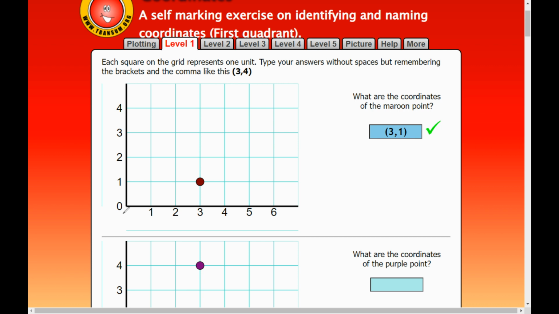So remember this one here, we start at 0 and we're jumping 3 units to the right. 1, 2, 3, and this is my x value. So therefore I put 3 first. Then I jump up to get to 1, so I get 3, 1. Okay, well done if you've gone to level 2. And that's how I get that coordinate already.